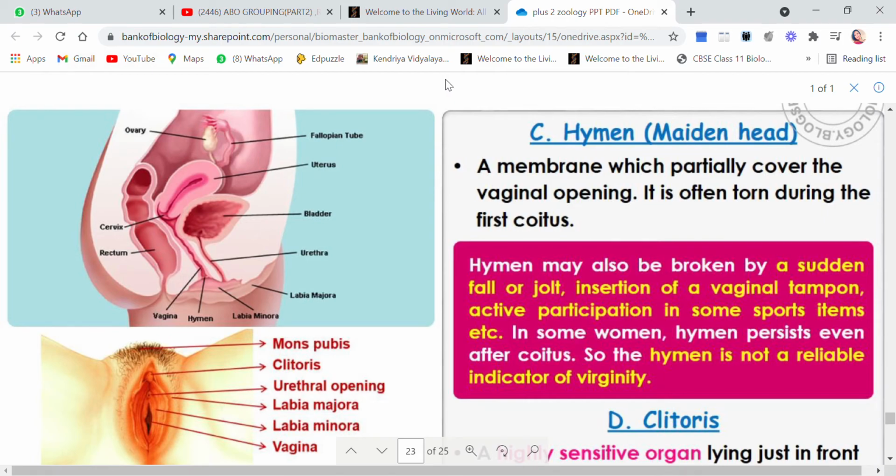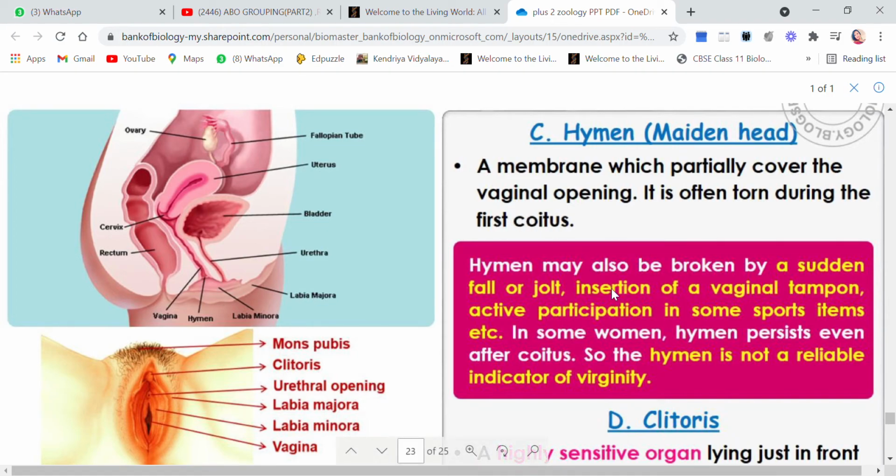Next is the hymen, also called maidenhead, a membrane which partially covers the vaginal opening. It is often torn during the first coitus. Now coitus means the first intercourse, or the first time when the penis enters the vagina. The hymen breaks and some bleeding will occur.